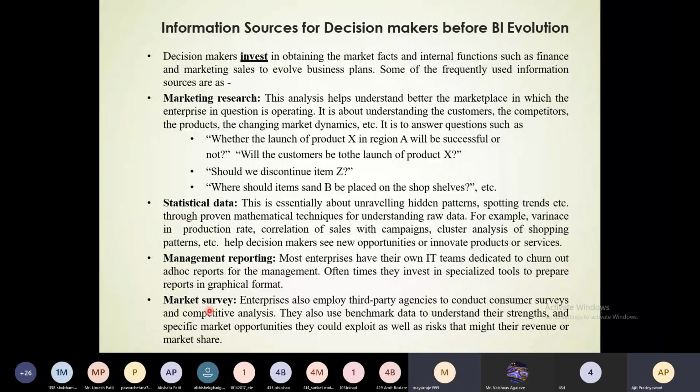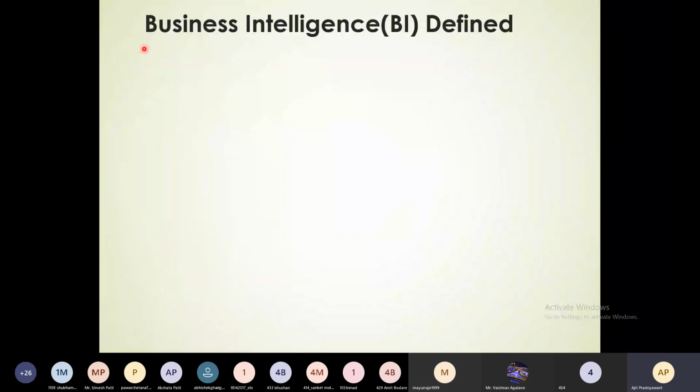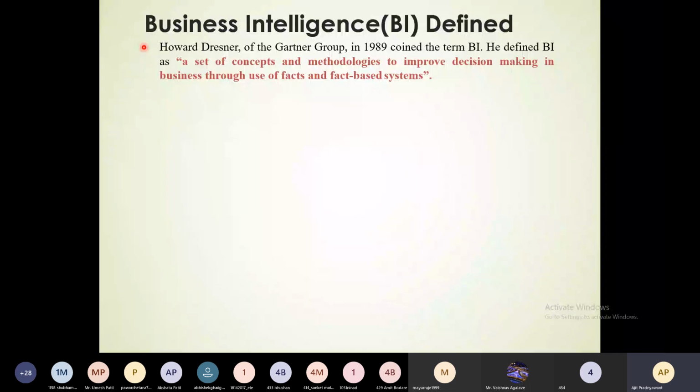Then, evolution of business intelligence. Howard Dresner of the Gartner Group in 1989 coined the term BI. He defined business intelligence as a set of concepts and methodologies to improve decision making in business through use of facts and fact-based systems.